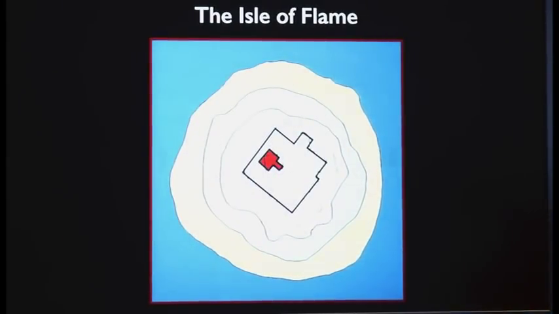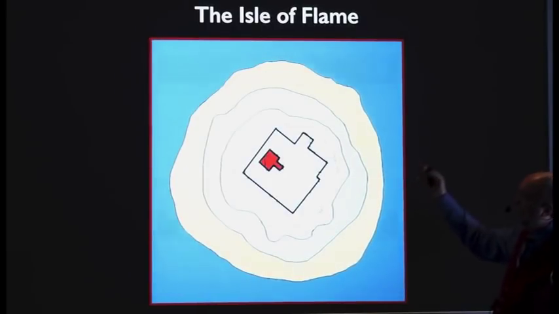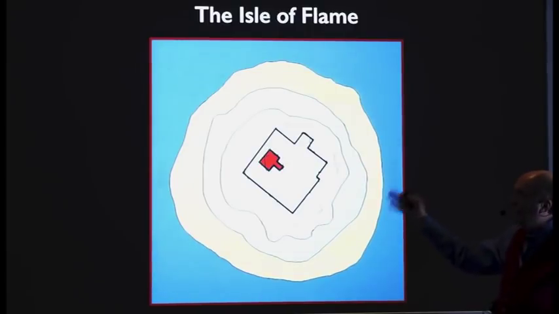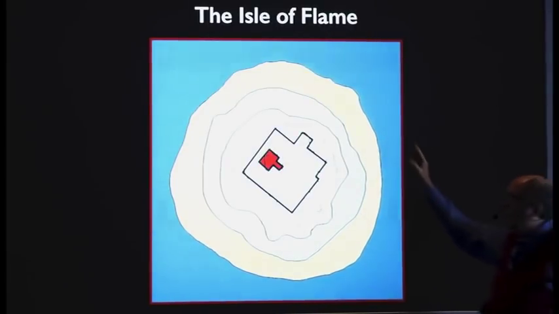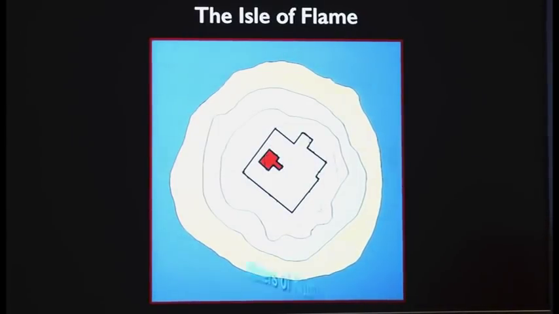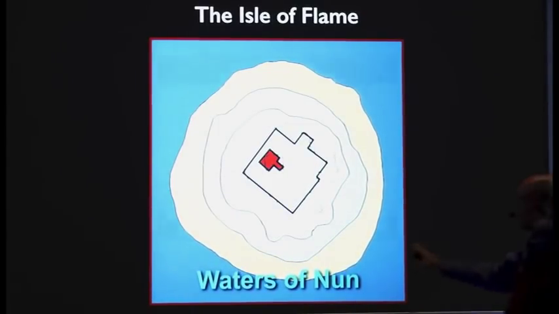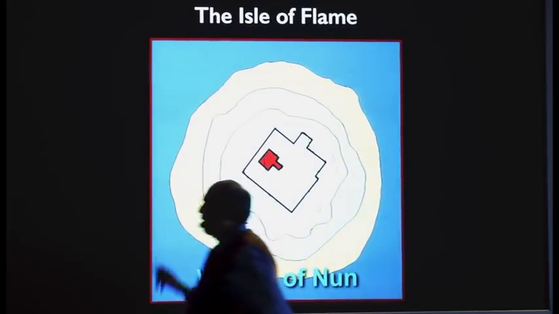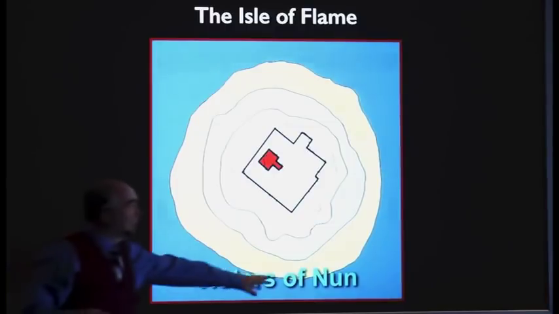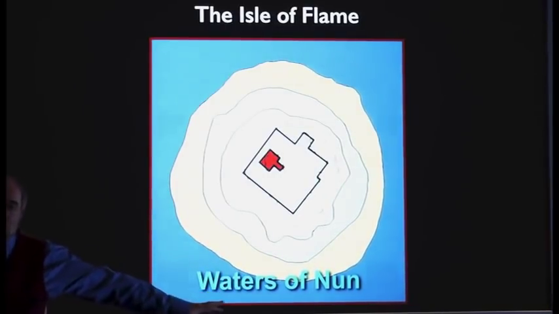Now, this is what we think the Isle of Flame is, the very famous place where the gods, the Sheptiyu gods, built the primeval temple on the primeval mound surrounded by the Abzu, the freshwater swamp. And the Egyptians refer to it as the waters of Nun. So the waters of creation surround the primeval island, and they call it Nun, the Egyptians. This word does not mean anything in Egyptian.